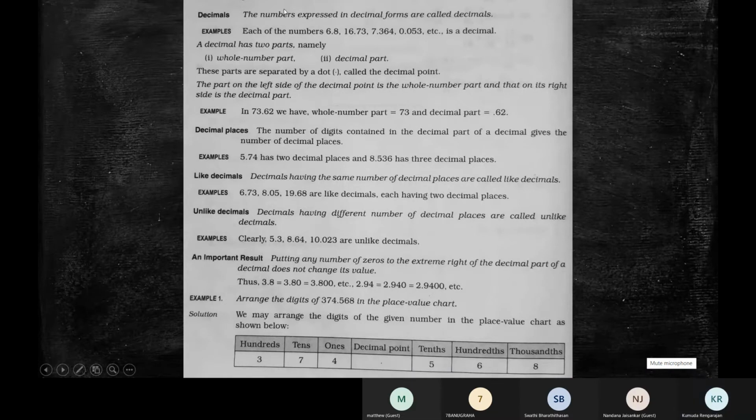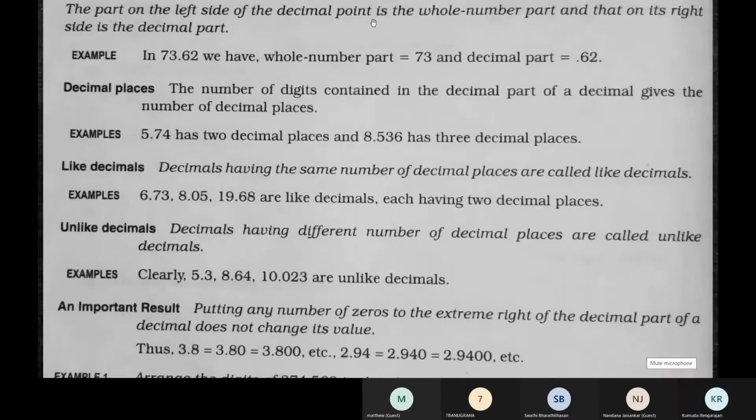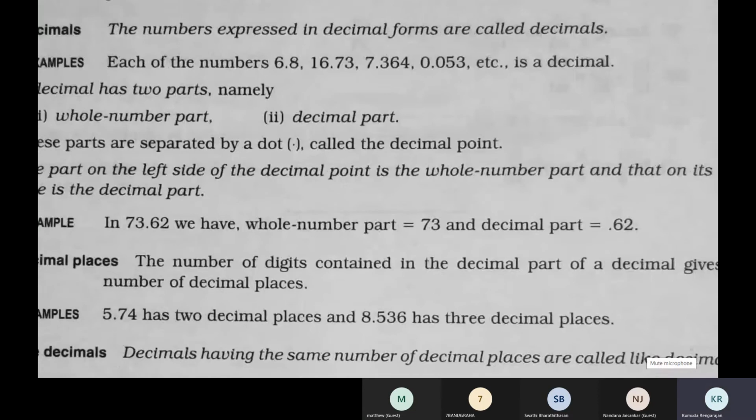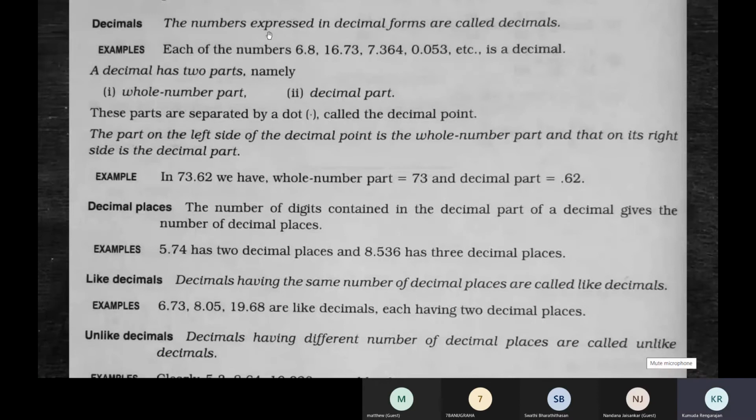All right. Decimals. Let's understand what we mean by this term decimals, children. The numbers expressed in decimal forms are called decimals. Let's read the definition again. The term is decimals: the numbers expressed in decimal forms.